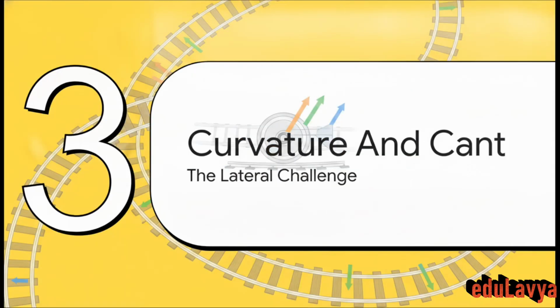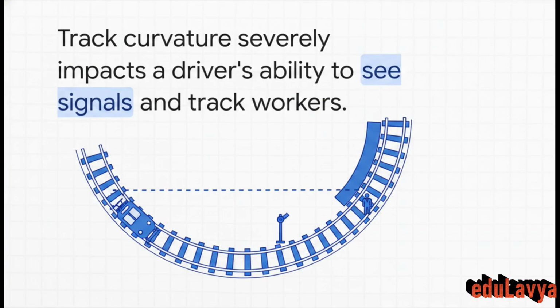Okay, Section 3, navigating curvature and cant, the lateral challenge. Having conquered the hills, we now turn our attention to the lateral challenge of navigating corners. Track curves create huge obstacles for what we call signal sighting, which is just the driver's ability to clearly see the signal from a safe distance. This gets exceptionally tricky in urban or underground environments, where tunnel walls just completely block the view. But it's not just about signals.